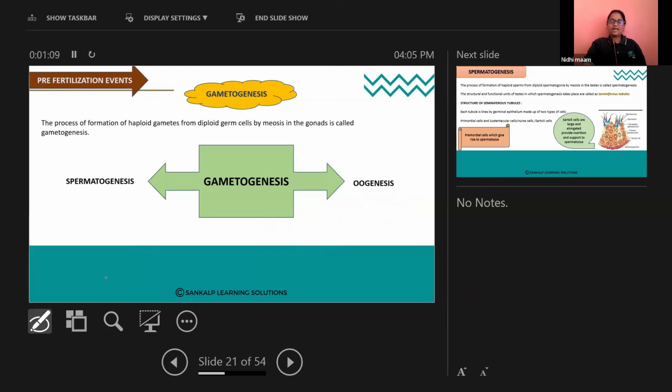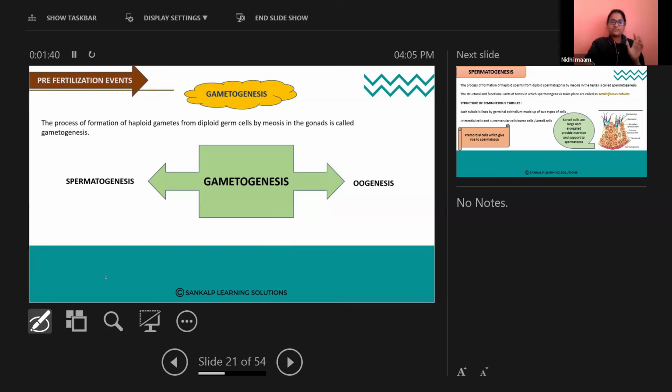As we are discussing human reproduction, in humans the male and female individuals are different, right? The formation of gametes in the male and in the female, no doubt both of them have similar steps, with only one or two differences. The same method is followed for egg formation and sperm formation. We will see one or two differences.